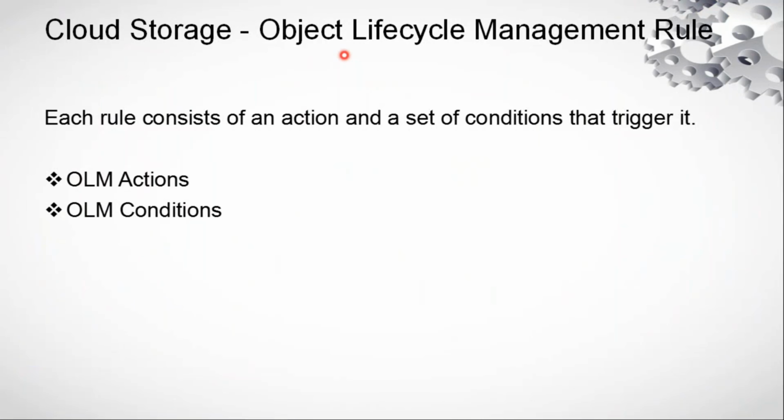In Object Lifecycle Management, we have mainly two things. Each rule consists of a set of actions and also a set of conditions. So actions and conditions, these two are the important parameters to define a rule. So let's see what is an action and what is a condition.